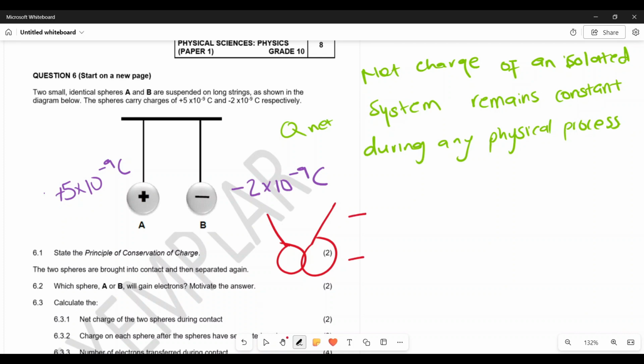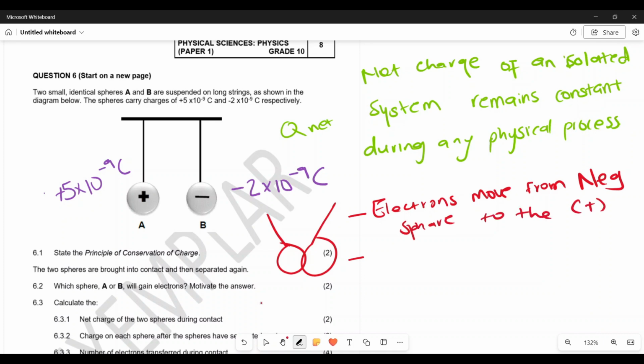Now, your electrons, there are two scenarios. So normally, your electrons, they move from a negative terminal, right? So normally electrons move from negative to positive, right? Move from the negative sphere to the positive sphere. This is the first scenario. Now, if we were to answer this question using this reason, we would have said, okay, the sphere that would gain electrons would be A. Now, our reason, we would say electrons move from your negative sphere, which is B, to the positive sphere, which is A in this case.